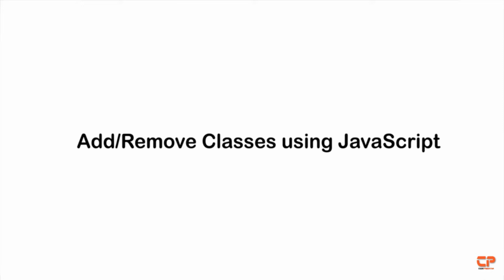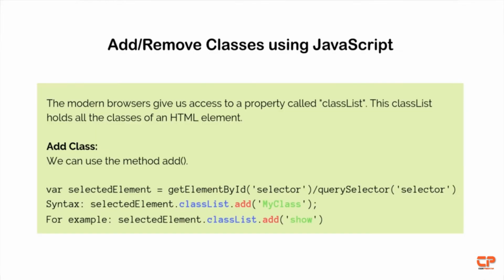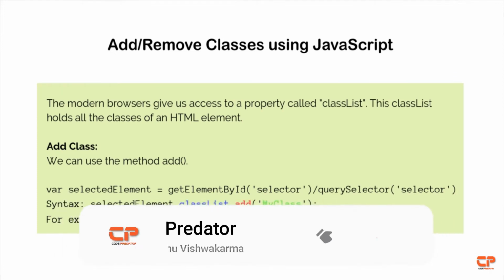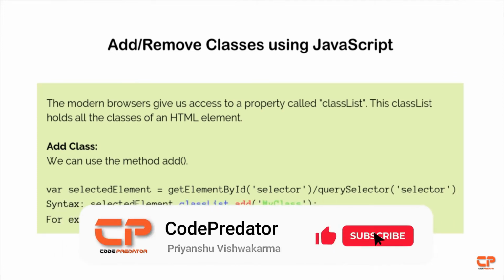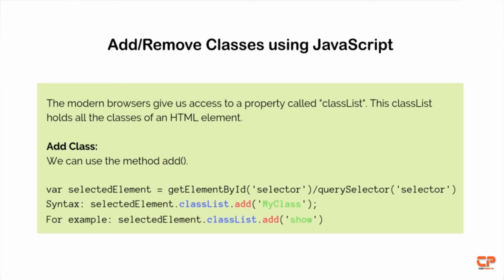In this video, we will learn how to add and remove classes from HTML elements. The modern browsers give us access to a property called classList. This classList holds all the classes of an HTML element, and to add a new class to this classList, we can use the method add. So the syntax is selectedElement.classList.add. And this add method accepts a class name. So let's give it a try.